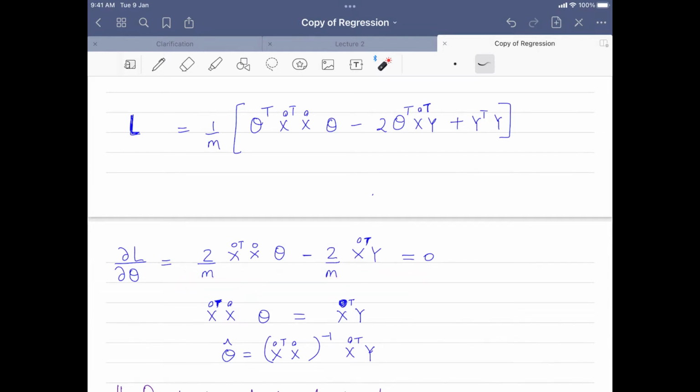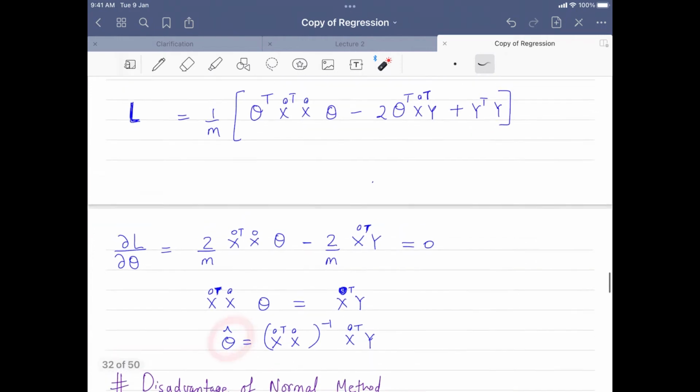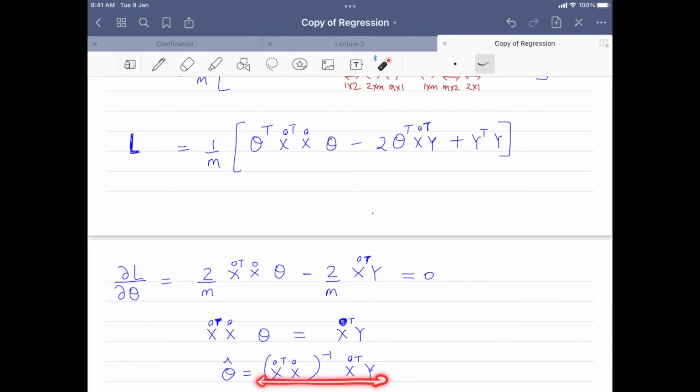So what we are doing is taking the derivative of the loss with respect to theta. For this part it will be this, for this part it will be this, and there is no theta involved here, so it will be 0. From here you can calculate theta transpose as this one. This is the expression for theta transpose in matrix format, where all these elements are matrices, and it's now very easy to calculate theta star.